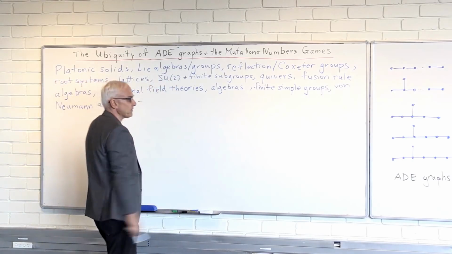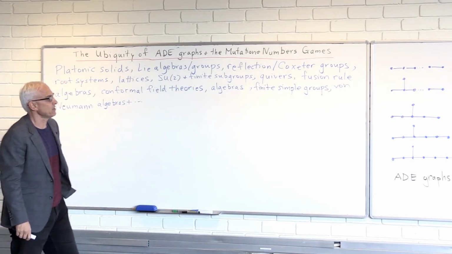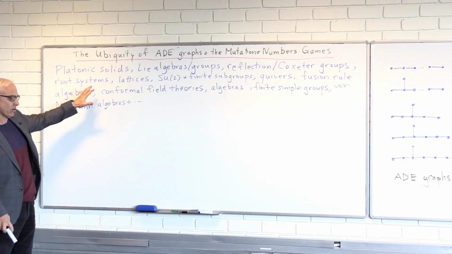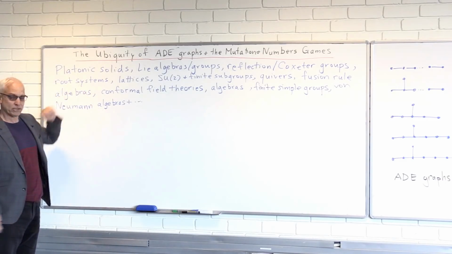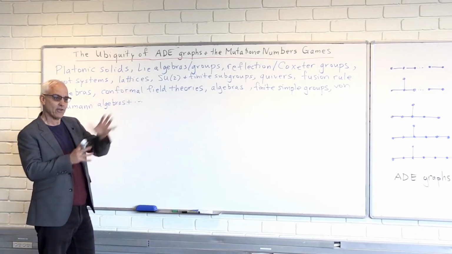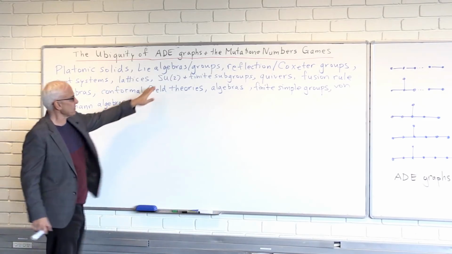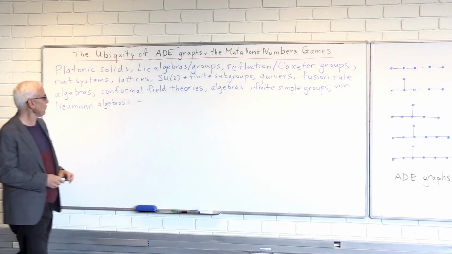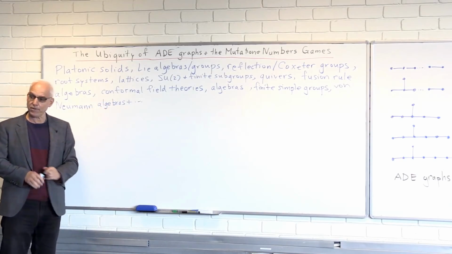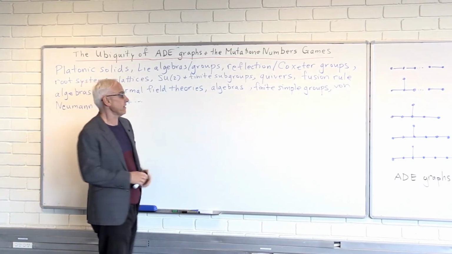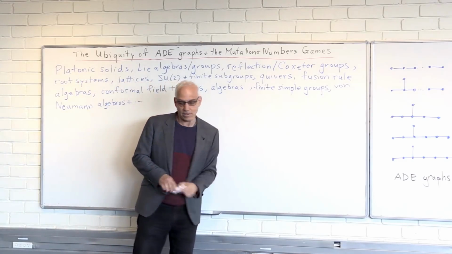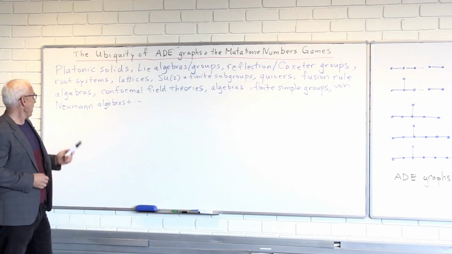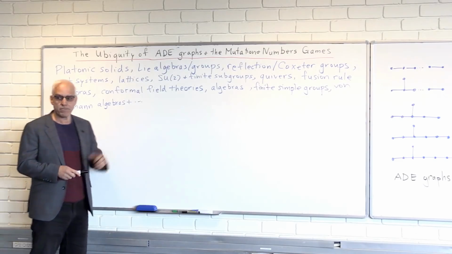They are very prominent in the classification of simple Lie algebras and groups, intimately connected with reflection groups, sometimes called Coxeter groups, with geometrical systems in higher dimensional space called root systems, and associated lattices in higher dimensions, with SU(2) or the quaternions and finite subgroups of that, with theory of quivers, in physics with fusion rule algebras and more generally conformal field theories, in classification of algebras, remarkably also close connections with finite simple groups, the big finite simple groups like the Monster group and the Fischer groups, and von Neumann algebras and many other things.